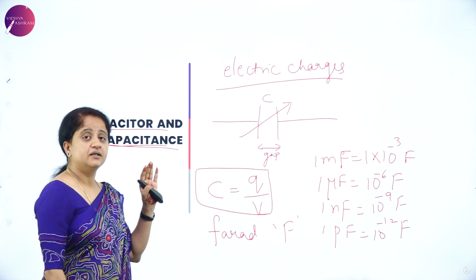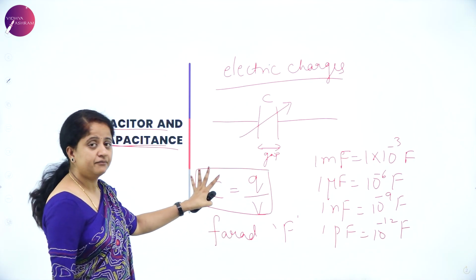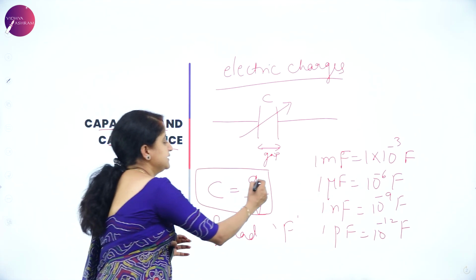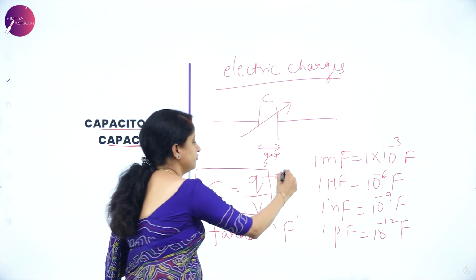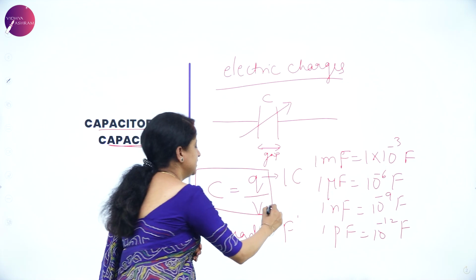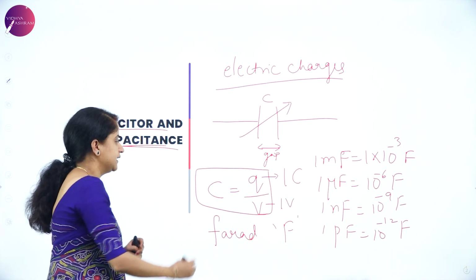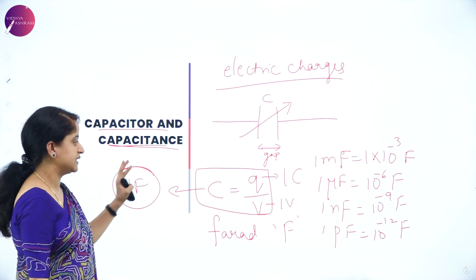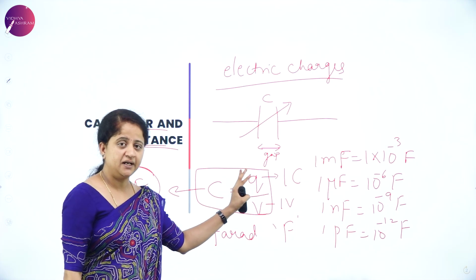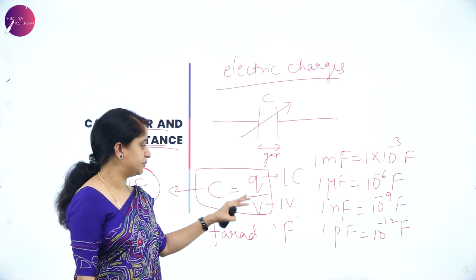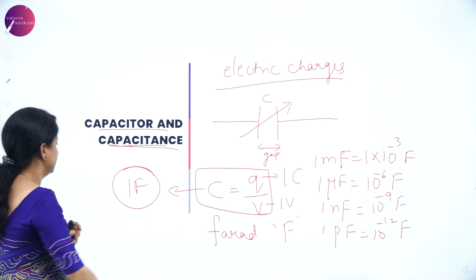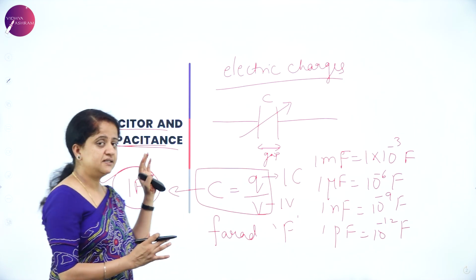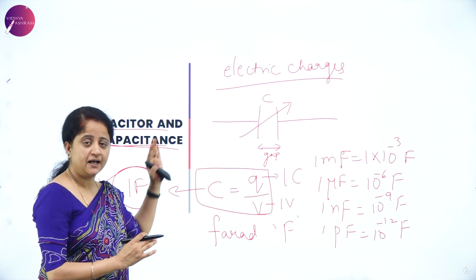Now, we can define what is 1 farad. When can we say the capacitance is 1 farad? When the charge stored on a capacitor is 1 coulomb, with a potential difference of 1 volt, then we can say the capacitance is 1 farad. So, the capacitance is said to be 1 farad when the charges accumulated on the plates of a capacitor are 1 coulomb and the potential difference is 1 volt. And what is the role of this capacitor in any circuit? So, this is basically about capacitor and capacitance.